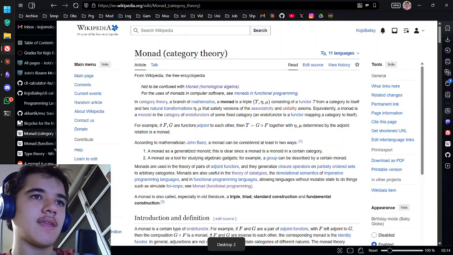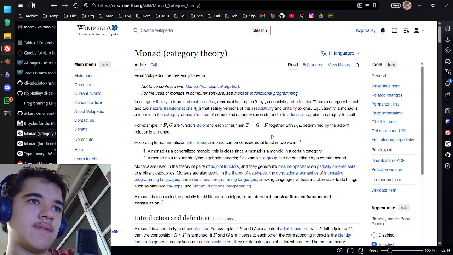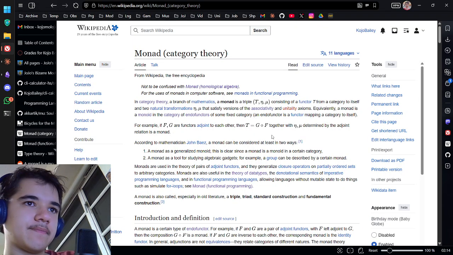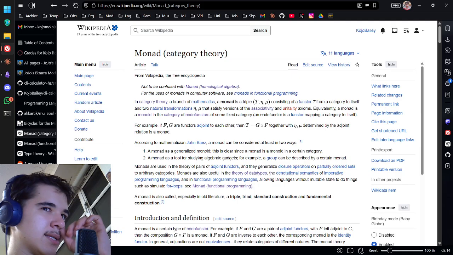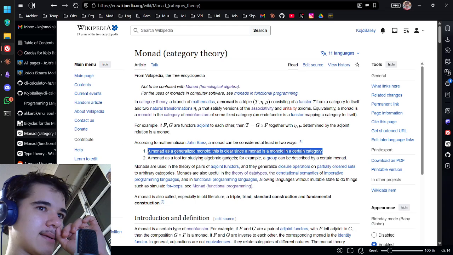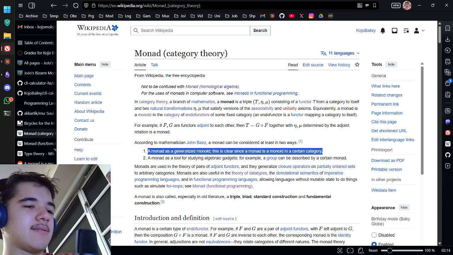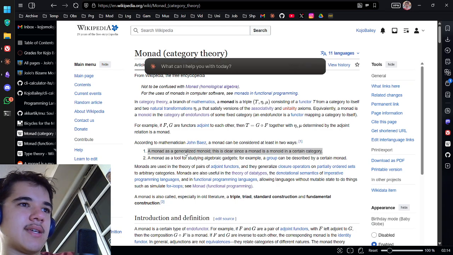Yeah, it says monad as a generalized monoid. It's not like a specialized monoid, right? I don't understand what that means. I'm just going to ask Claude about this.